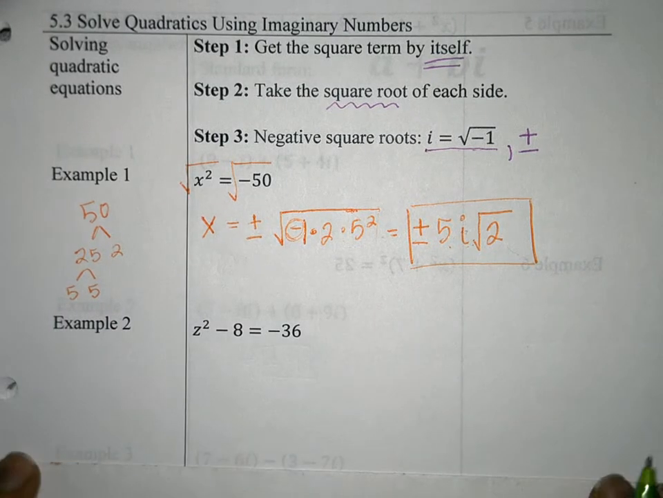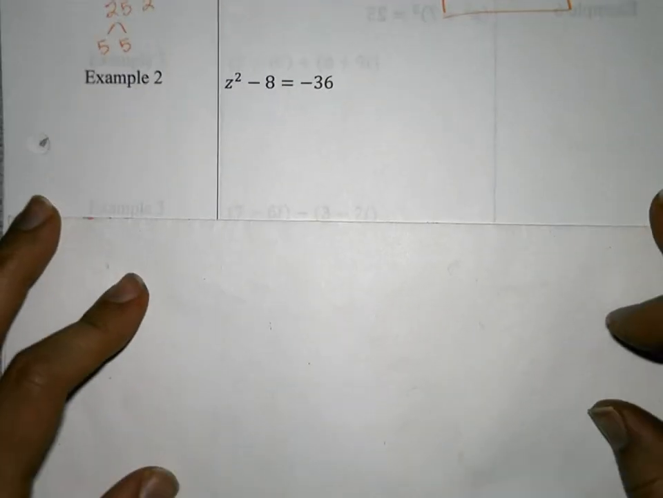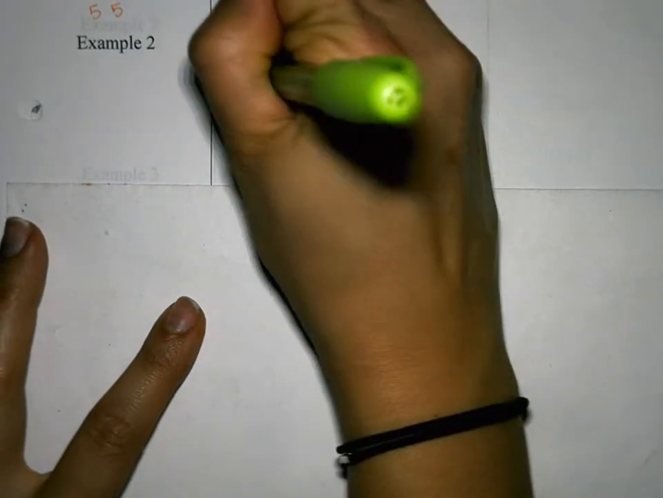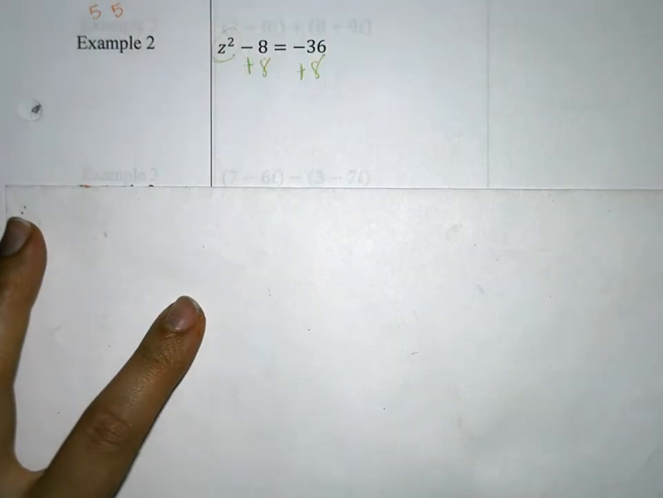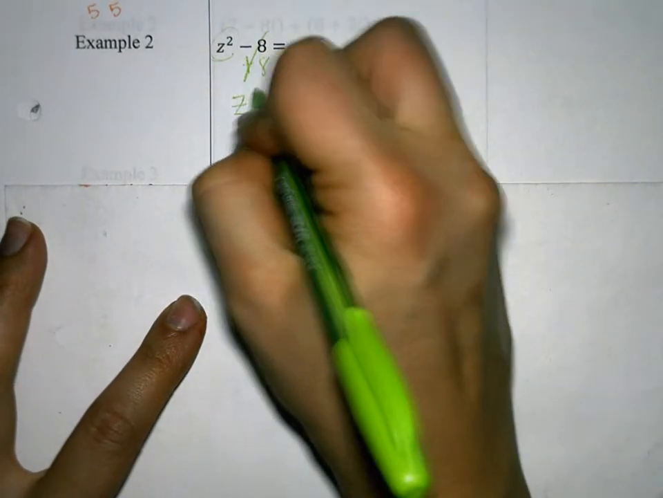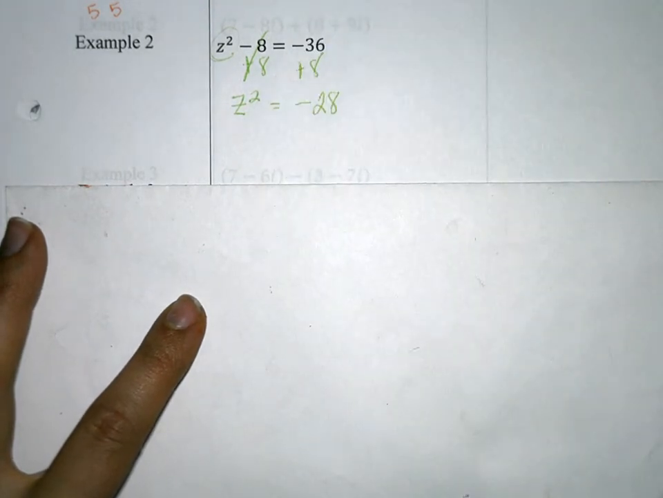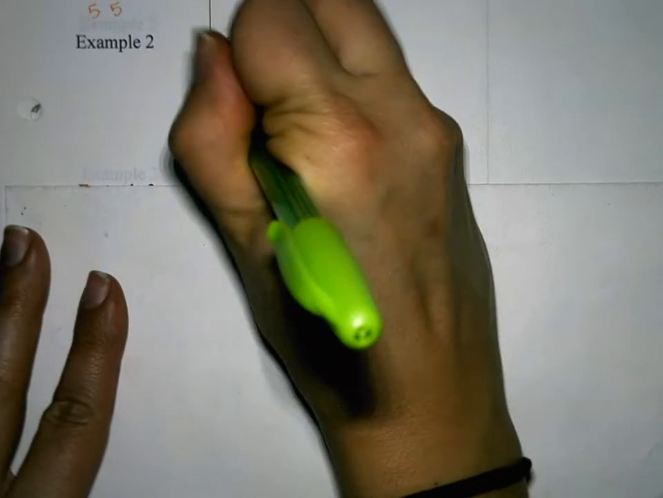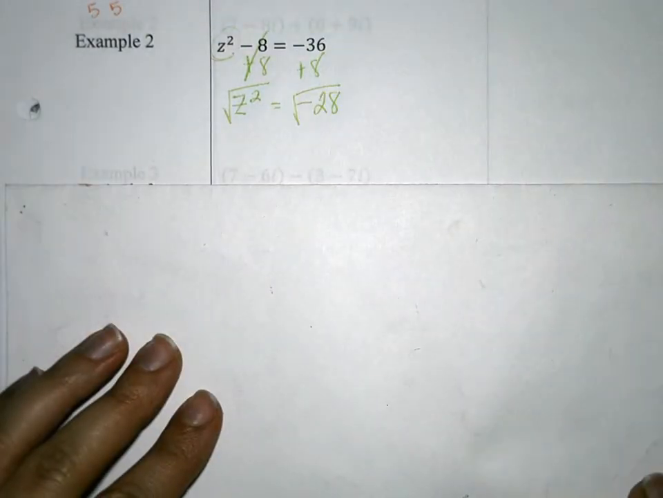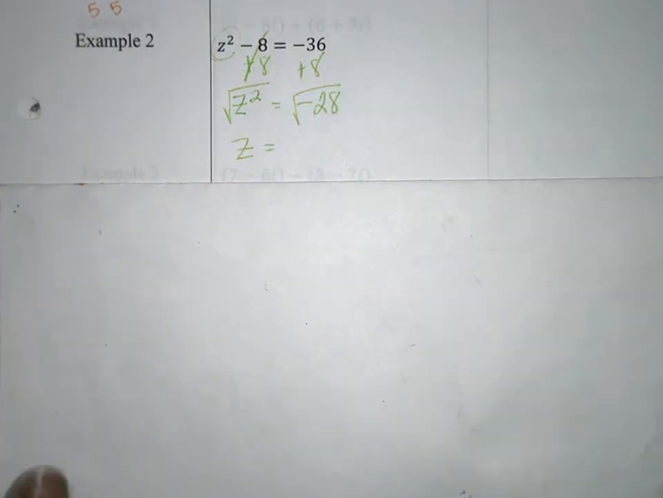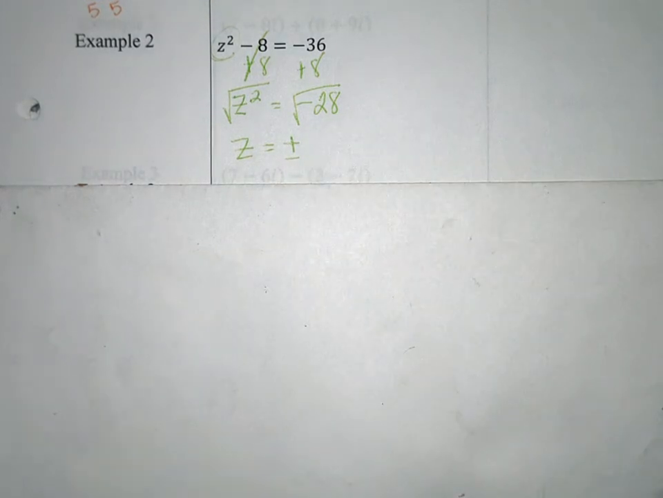So let's look at example 2. z squared minus 8 equals -36. The z squared term is not by itself yet, so I need to add 8 to both sides to get rid of it. So that's going to give me z squared equals -28. And then I can take the square root of both sides. So that's going to give me z equals plus or minus.